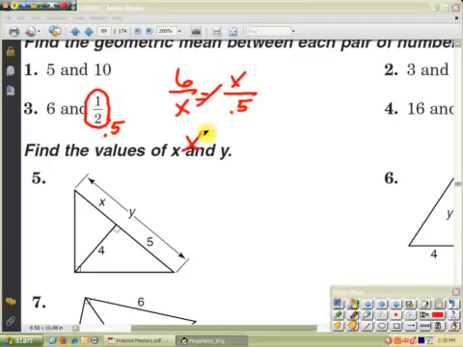Okay, and I want to cross multiply, that's x squared. And I want to cross multiply here. 6 times 0.5 is going to be 3. Again, take the square root of both sides. So x will equal the square root of 3, which is about 1.73.